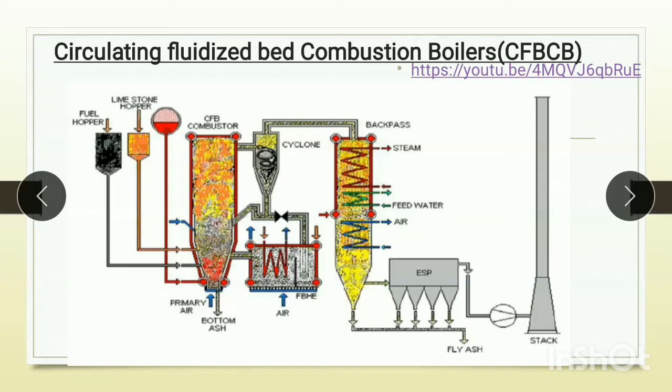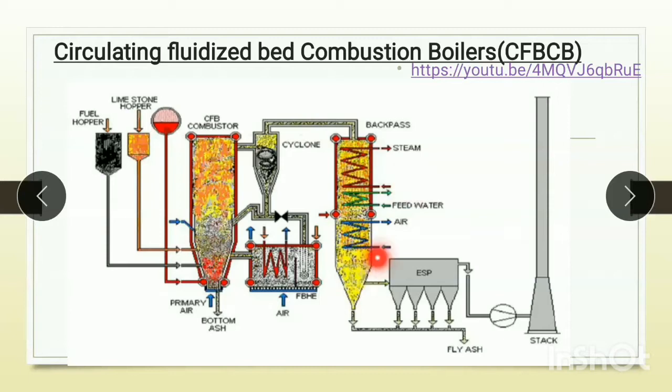This is the combustion chamber, and we have the air supply. We collect ash from here, that is bottom ash. We supply primary air from here. The ash is formed and collected, and we also collect flue gases from here, and you can see the heat transfer here.